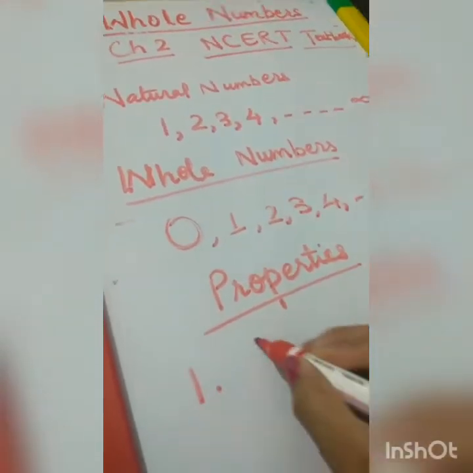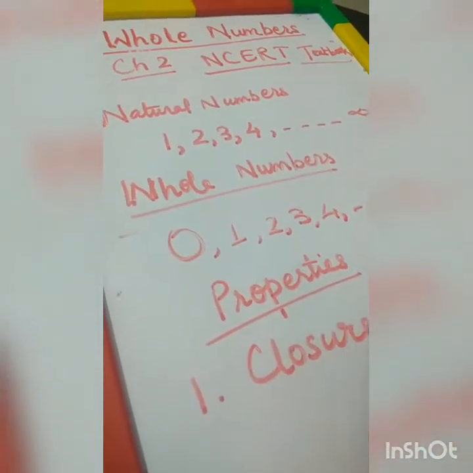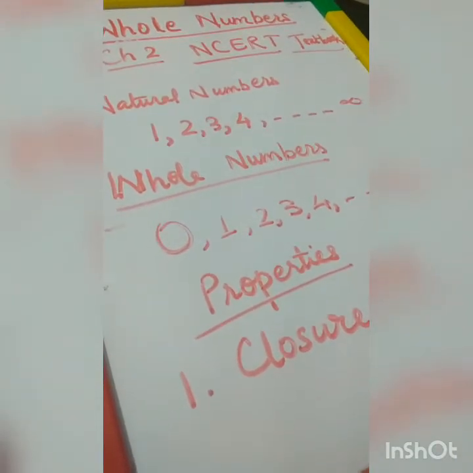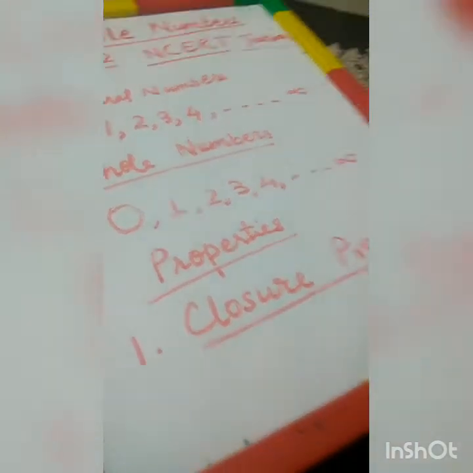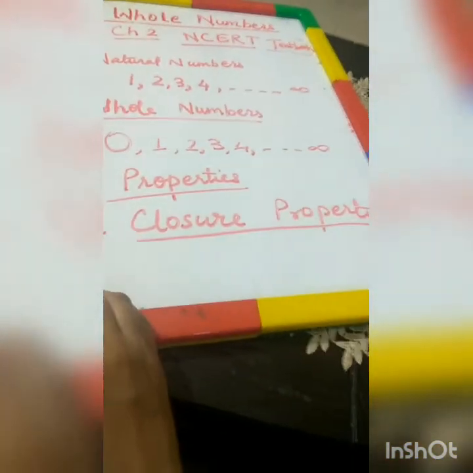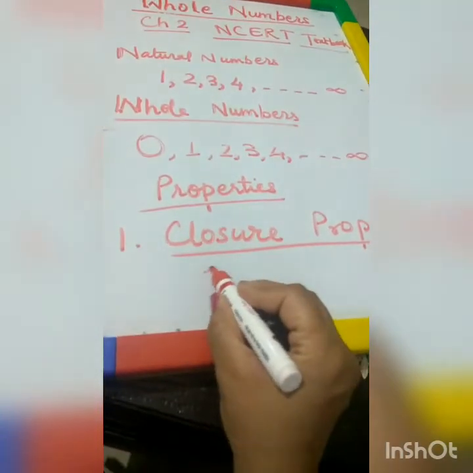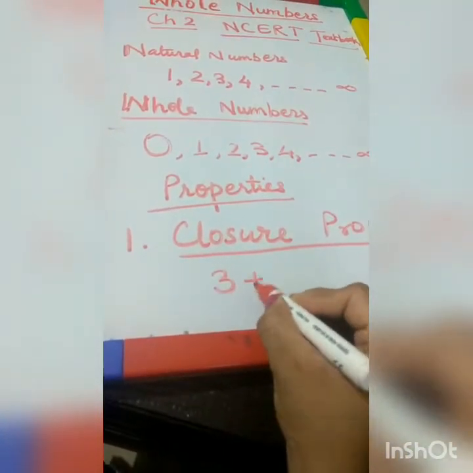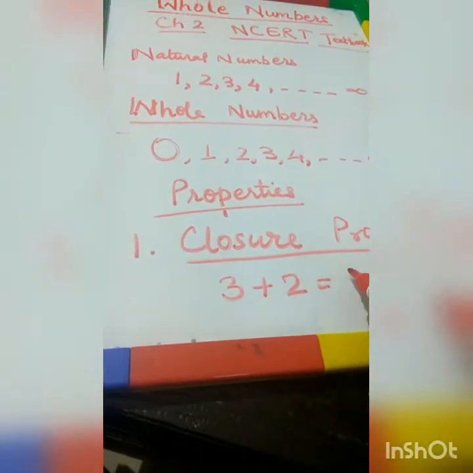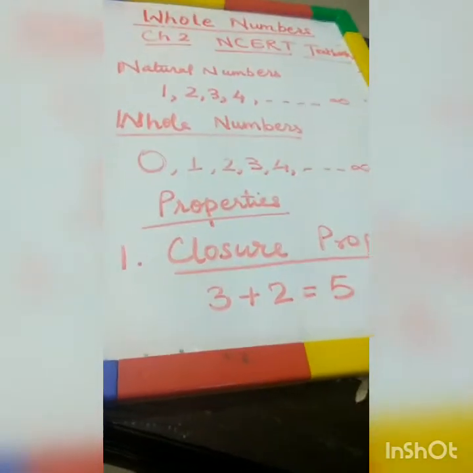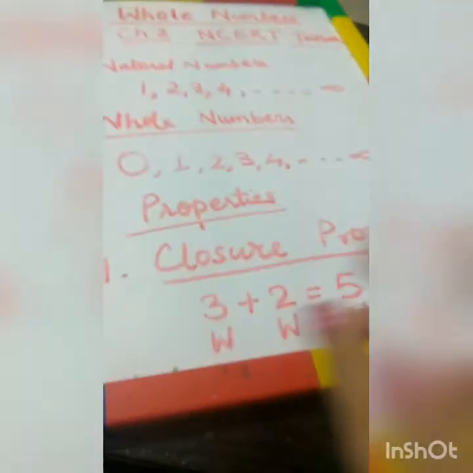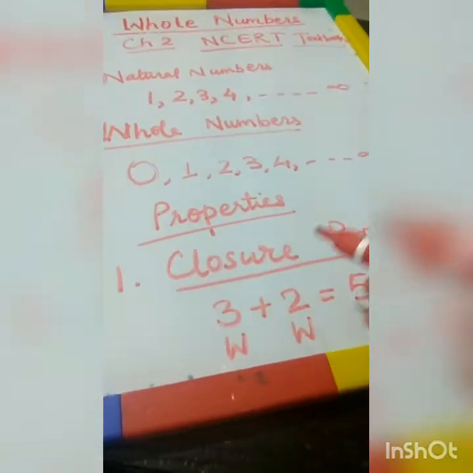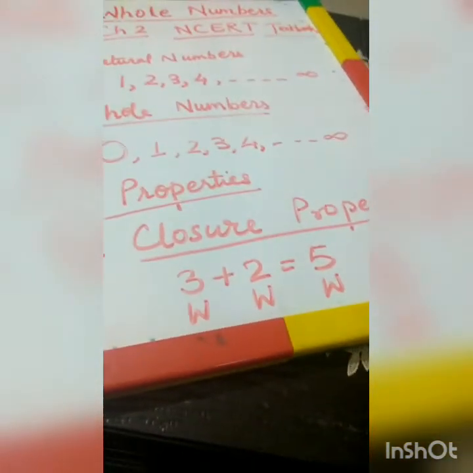The first property is called the closure property. The closure property states that if I take any two whole numbers, like I take 3 and I add another whole number to it, I will get the answer also as whole number. This is a whole number, this is a whole number, and the answer is also a whole number. So the operation of addition is closed for the whole numbers.